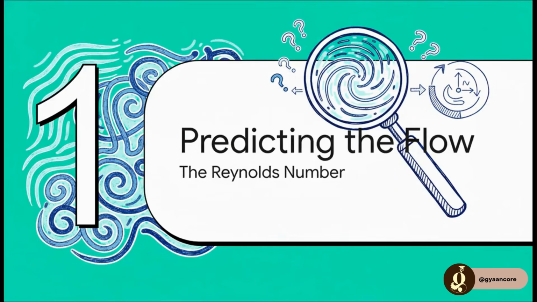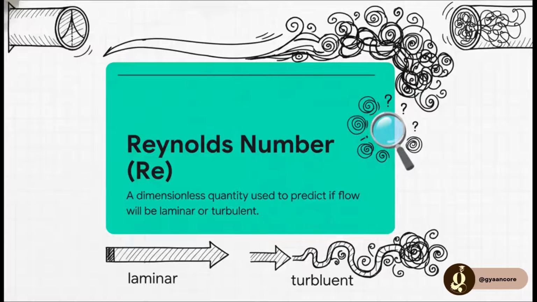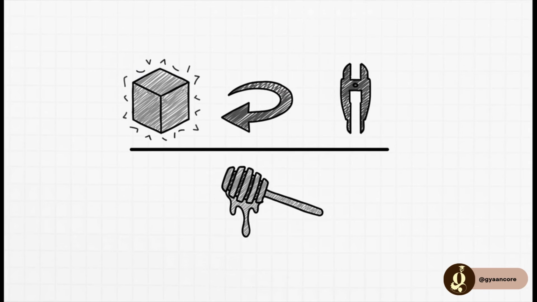So the big question is, how do we know which personality a fluid is going to show us? How can we actually predict if a flow is going to be smooth and laminar or just completely chaotic and turbulent? Well, luckily for us, engineers have a very specific tool for exactly that. And that tool is called the Reynolds number. It was developed by a brilliant scientist named Osborne Reynolds way back in 1883. It's just a single, really powerful number that captures the entire essence of a flow and tells us what to expect.